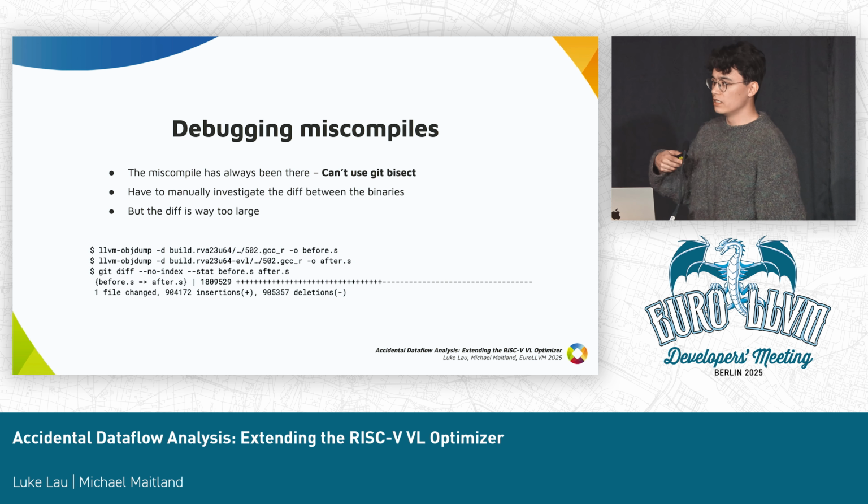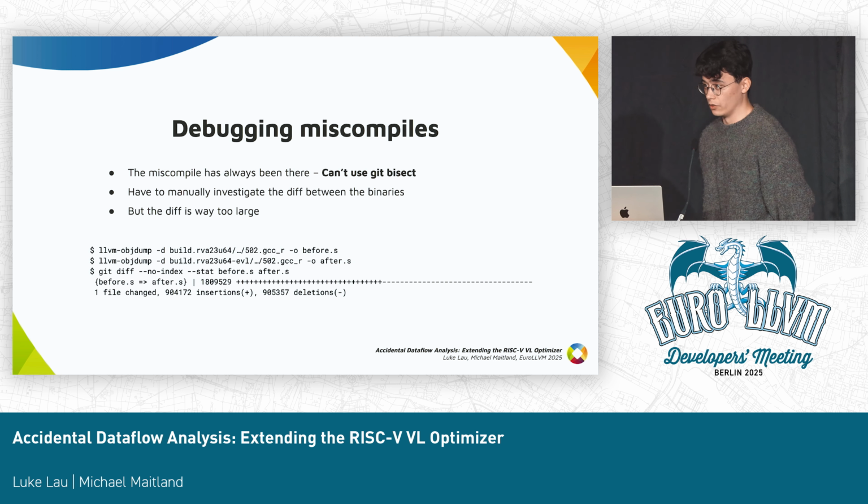So I'm a pretty lazy developer, and usually whenever I see a miscompile, I just write a script and chuck it into git bisect. But you can't do that here because this miscompile has been here since day one, since that patch landed. So really the only technique that you have is to just stare at the binaries and try and figure out what went wrong. But this was a miscompile in GCC. There's 90,000 deletions, 90,000 insertions. There's no way I'm going to be able to figure out what that is.